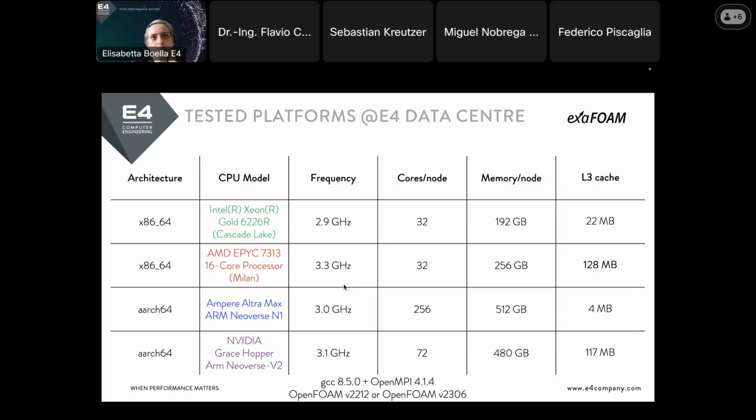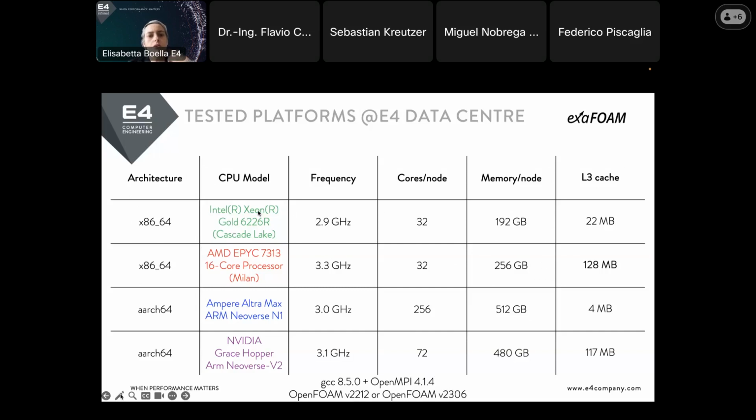So we run our microbenchmarks on several architectures. In all the architectures, we compile OpenFOAM with GCC 8.5.0 and OpenMPI 4.1.4. We use either OpenFOAM 2212 or 2306 in all the cases, but in 2 microbenchmarks, the 6 and the 19, which need a customized version of OpenFOAM. And we basically perform strong scaling tests of these microbenchmarks on the architectures listed here.